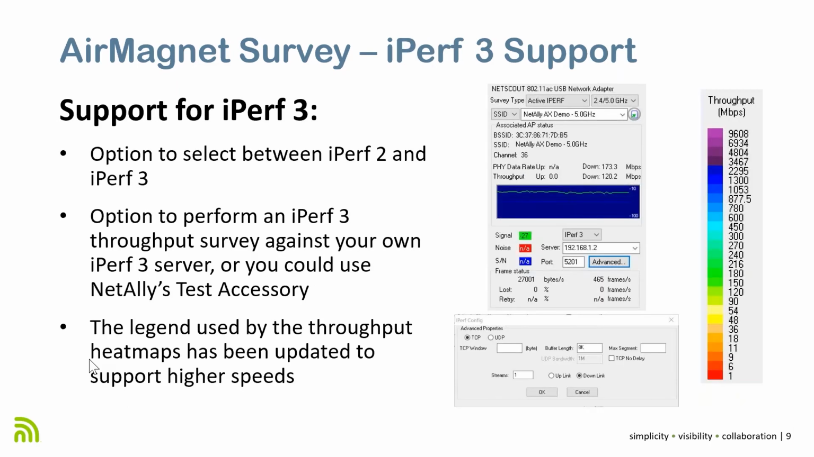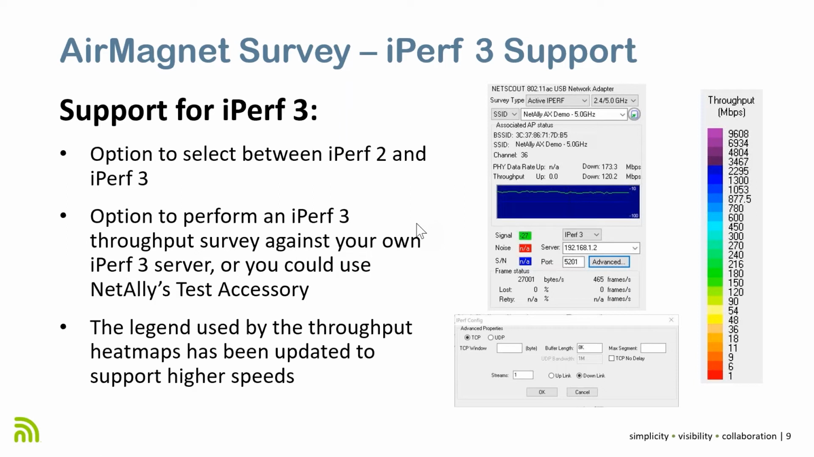The other big thing that we added is iPerf 3. Like I mentioned, there's two parts here. There's the iPerf 3 support, and of course, that also allows us to support the NetAlly Test Accessory. The way we did it is that now we give you two options. You have the option of using iPerf 2, so if you prefer to use iPerf 2, you can still do that. Or you have the option of using iPerf 3. I'll show you on the demo how that looks, but basically it'll be a little drop down that allows you to select between iPerf 2 or iPerf 3.